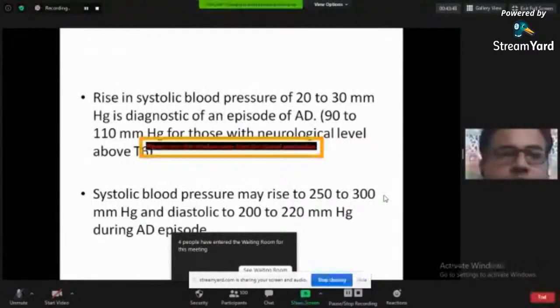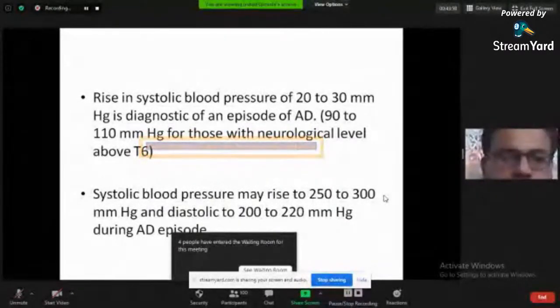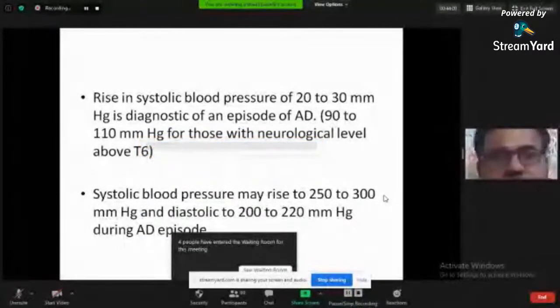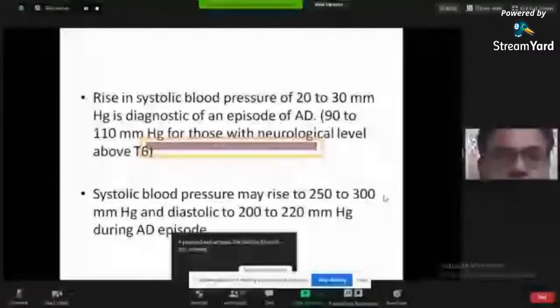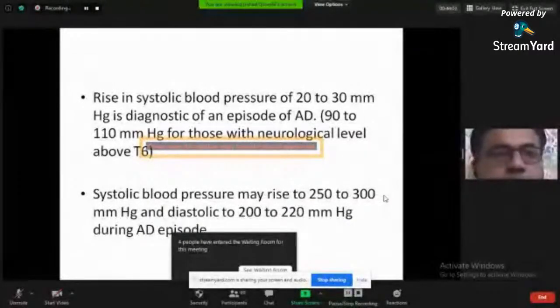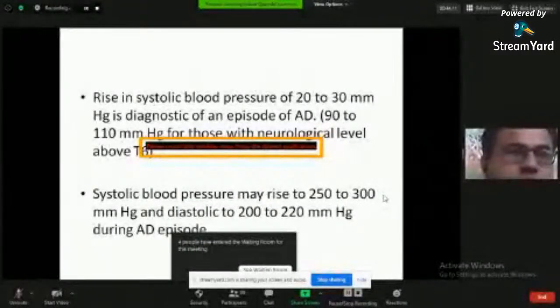90 to 110 mm of mercury for those with a neurological level above the T6 region. Systolic blood pressure may rise up to 250 to 300 mm of mercury, and diastolic may rise up to 200 to 250. So here you can see the blood pressure rising to 250 to 300 systolic, 200 to 220 mm diastolic, then you can imagine how fatal this condition is. Anytime the patient may have a stroke, anytime the patient may have a cardiac arrest.